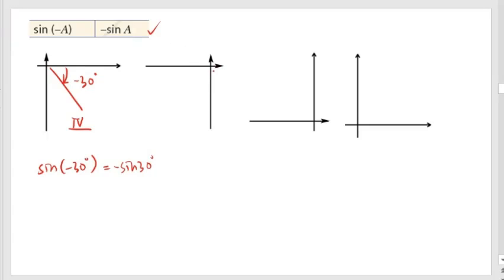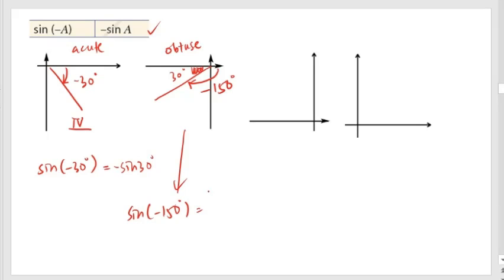So let's see if it's an acute angle, then this is an acute angle. What if it is an obtuse angle? Obtuse angle means between 90 and 180, in that quadrant. Let's say negative 150 degrees, from here to here. So the reference angle is 30 degrees. So your sine of negative 150 degrees, with the reference angle, becomes sine 30 degrees. We see the value here: the sine, negative sine 30. Is it the same?